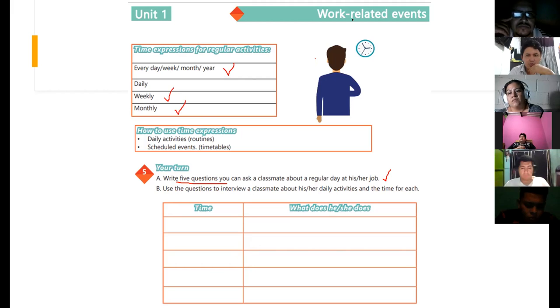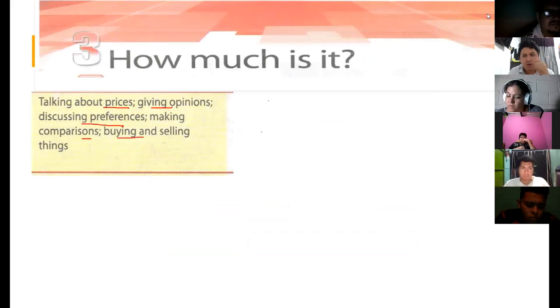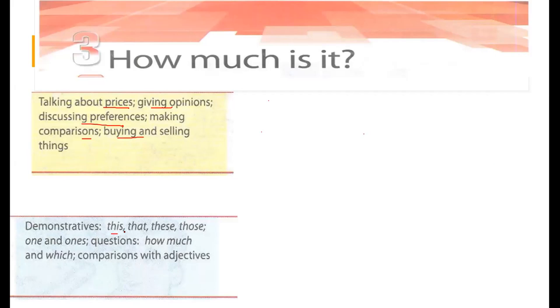And let's continue over there, okay. The next topic that we have for this class is how much is it, right? So in this case, you will talk about prices, right? Give opinions, discuss preferences, make comparisons, and buy and sell things, ¿verdad? Si es bueno para las cachadas, you're gonna learn how to do this, right? Okay, let's continue. You're going to use this, that, these, those, one, and ones, and using how much, etc. Entonces va a ser comparaciones. You're going to make comparisons. And what's the most important thing you're going to learn? You're going to learn about prices. Prices, preferences, right? Etc., etc.